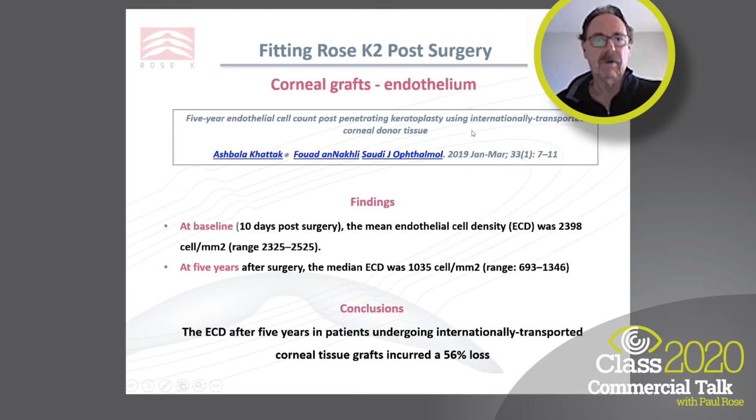If we look at a penetrating graft, this was a study done back in 2019, last year, on penetrating grafts. What they did is they looked at the endothelial count at baseline, 10 days after surgery, and found that it had a range of about 2,300 up to about 2,500. But after 5 years, that had dropped down to an average of around 1,035. So naturally, after the graft, in the first 5 years, the patient had lost 56% of the endothelial cells.